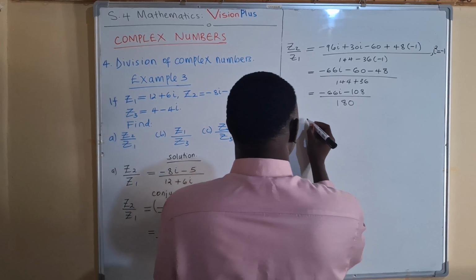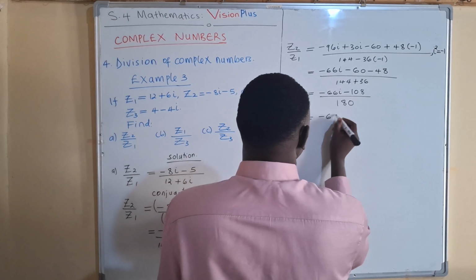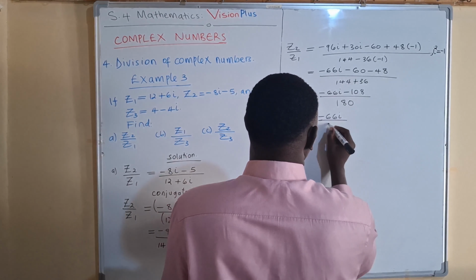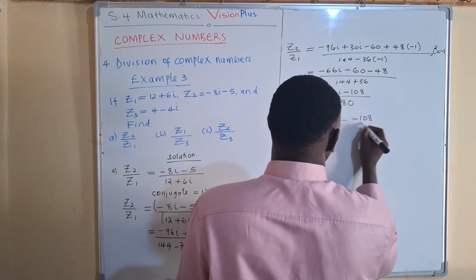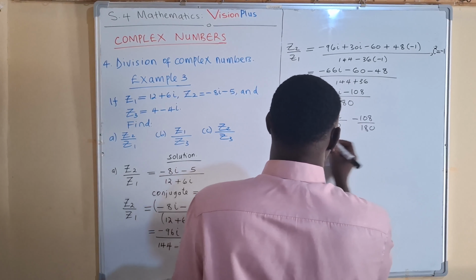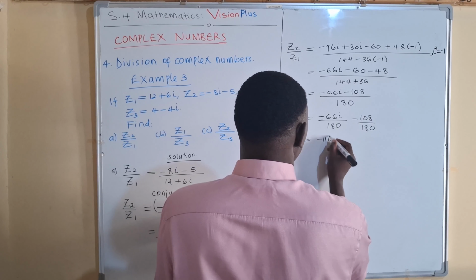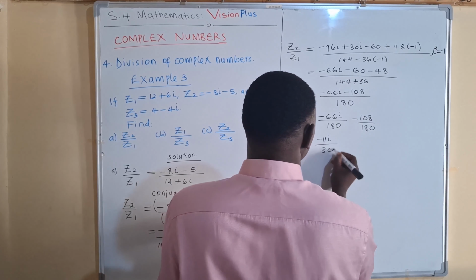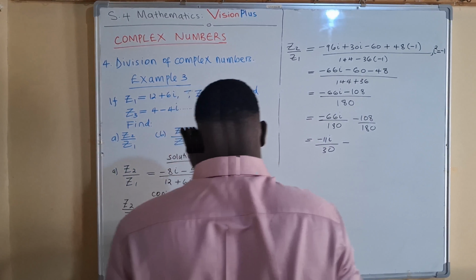So now from here we can go on to distribute the denominator. This gives us negative 66i out of 180 minus 108 out of 180. And then we simplify. By 6 we get negative 11i out of 30, and by 6 we get 30 minus 108.